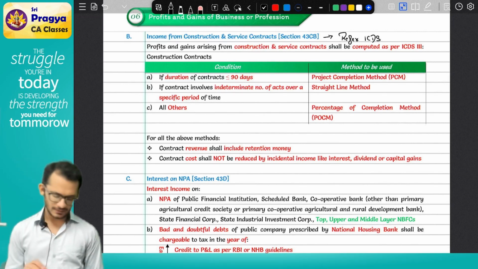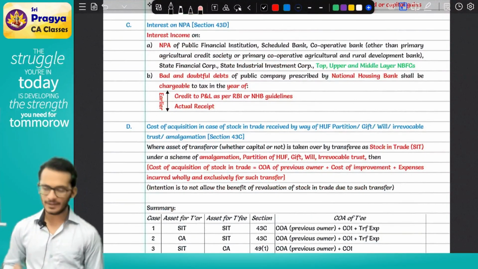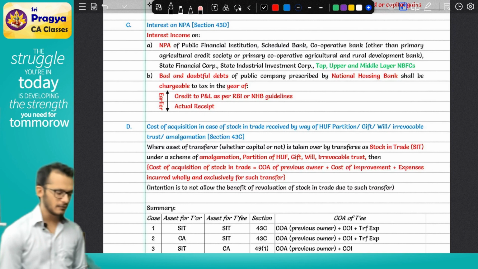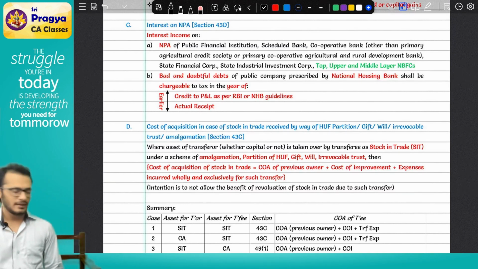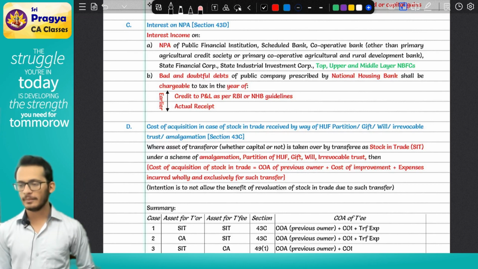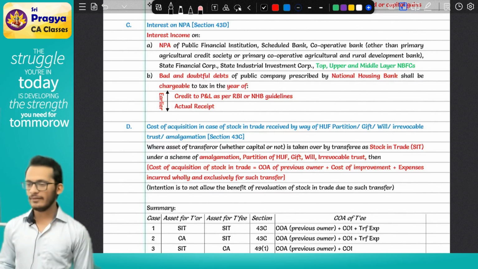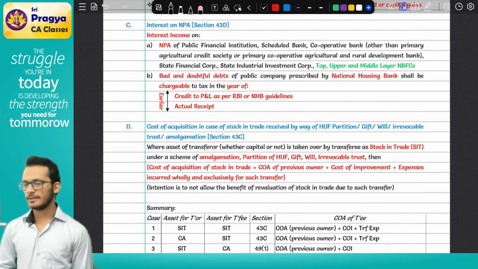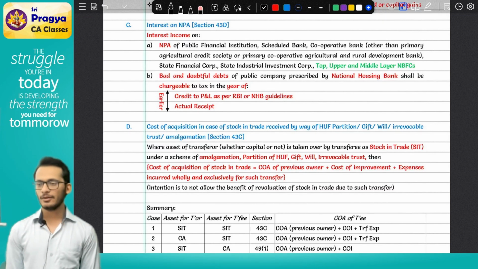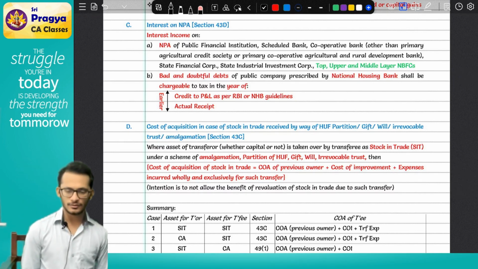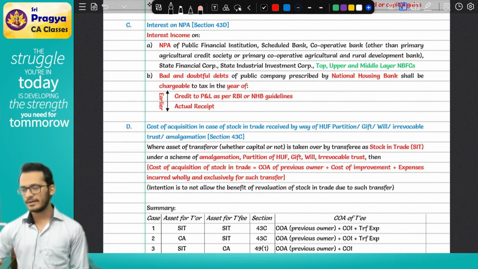Next is called interest on NPA. NPA meaning non-performing assets, yes or no? If you have done your Inter accounts, you would have known that when it comes to NBFC or banking regulations, whenever you have any NPA, the income recognition concept of those banks or NBFCs says that you will only recognize it on actual receipt. That is what is clarified in income tax also.